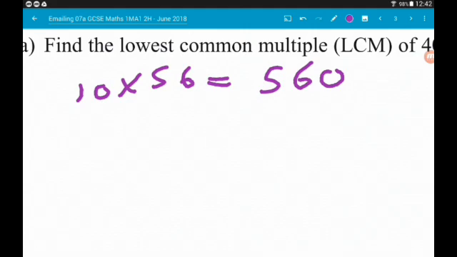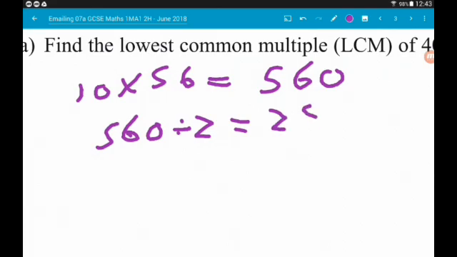There is a smaller one though. If we half 560, we get 280. Now 40 goes into 280 7 times, so 280 is our guy.